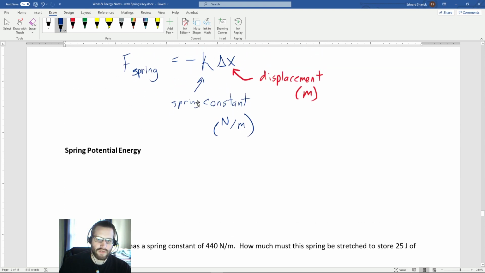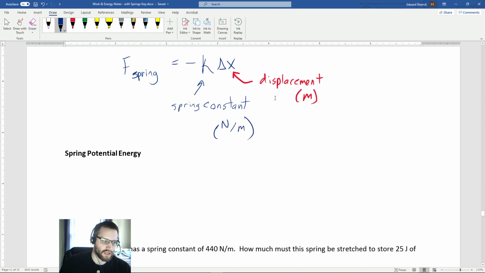This formula is pretty interesting, and it has a term of 1/2 in here. Potential energy for a spring is always going to be positive. We're not going to have negative potential energy. We either have energy stored in that spring or we don't, regardless of whether it's stretched or compressed.